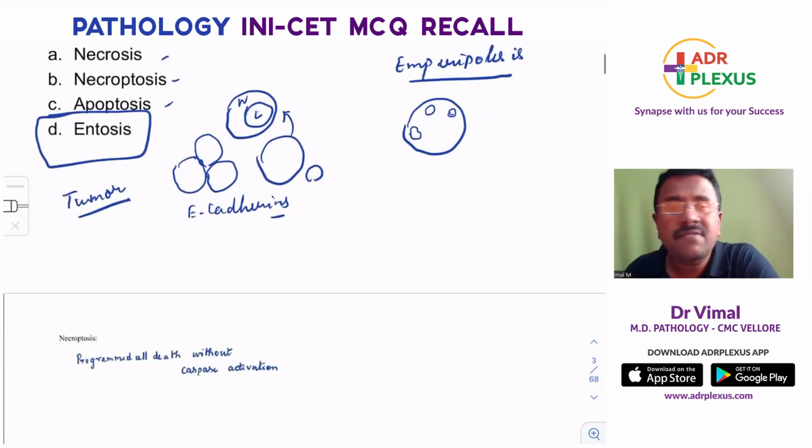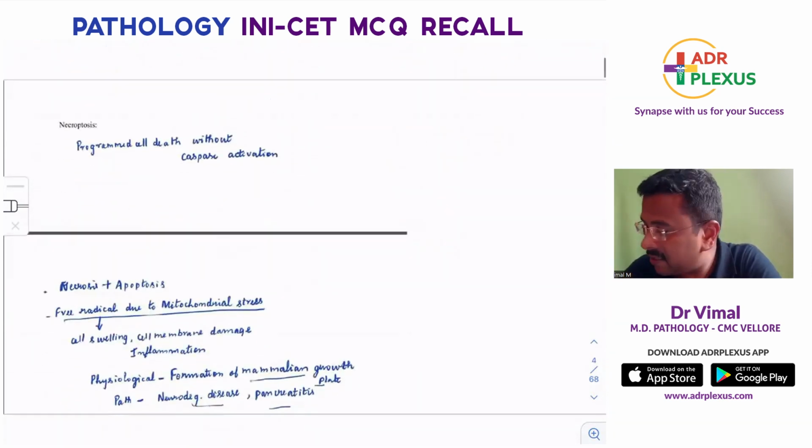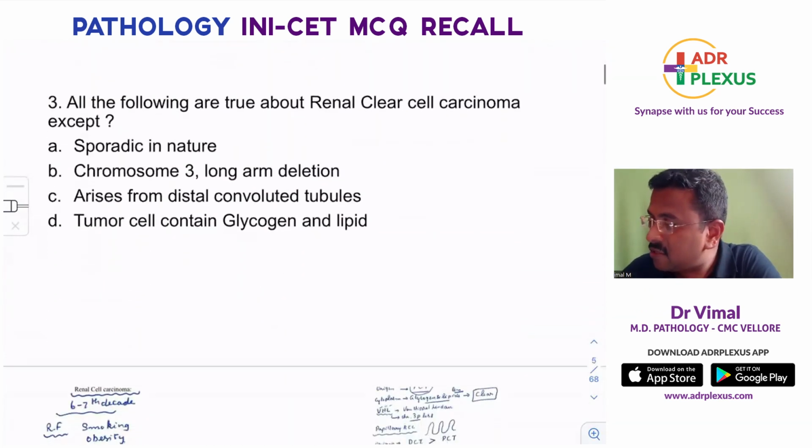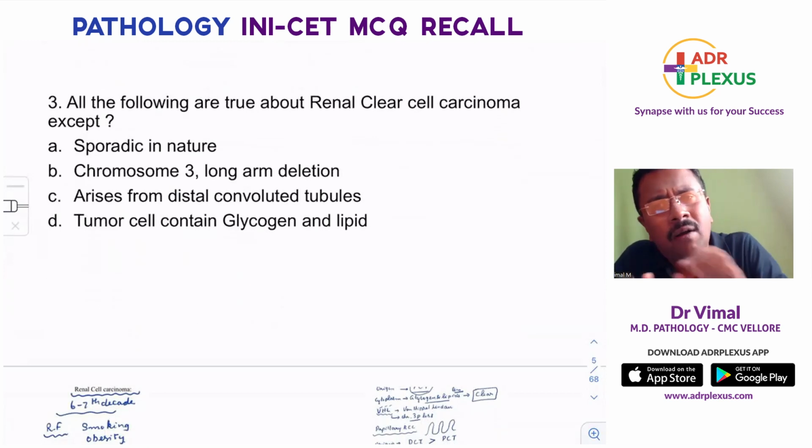These things were discussed in our workbook, where we discussed necroptosis and other things also. Now the next question is: all of the following are true about renal clear cell carcinoma except. There was quite a discussion; many students were saying that not all are except, and some were asking which is true.